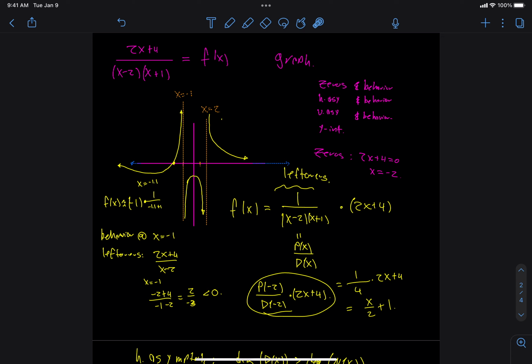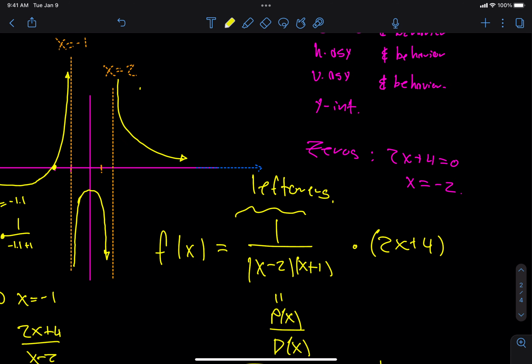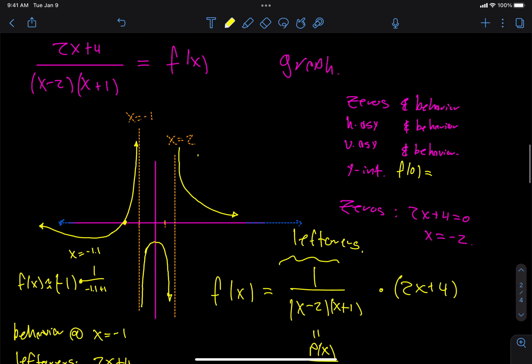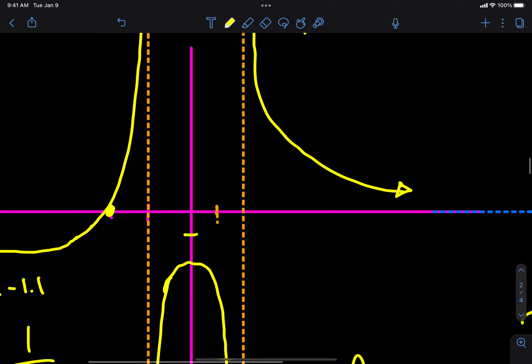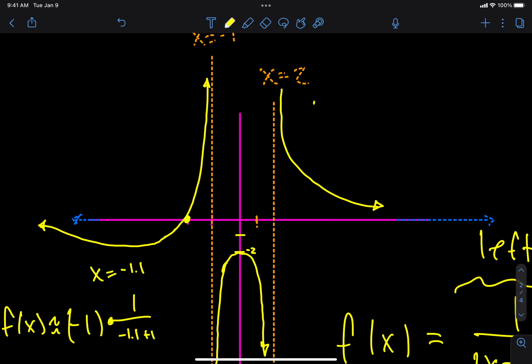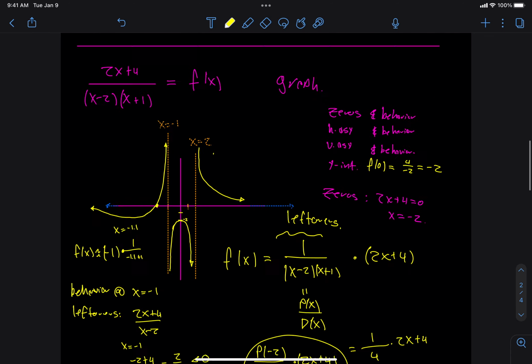It comes down to zeros, horizontal asymptote, vertical asymptote, and y-intercept. The last thing I didn't write down is the exact y-intercept. The y-intercept is given by f of 0, right? Which is 4 over negative 2, which would be negative 2. So that's exactly where our y-intercept is. Here is negative 1, and here is negative 2. Okay.